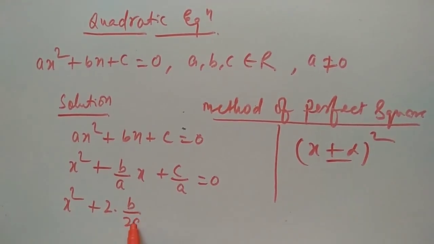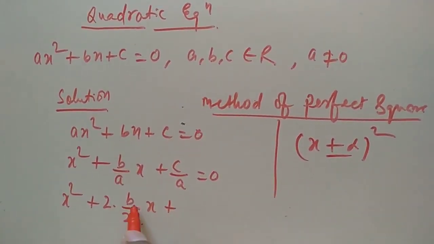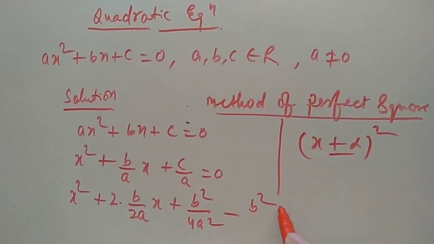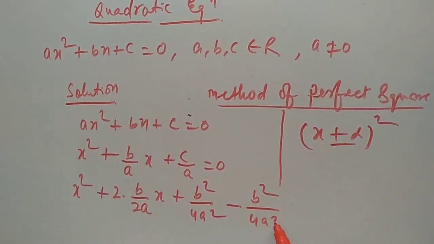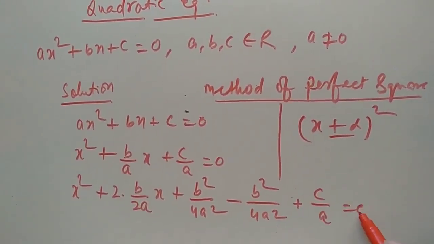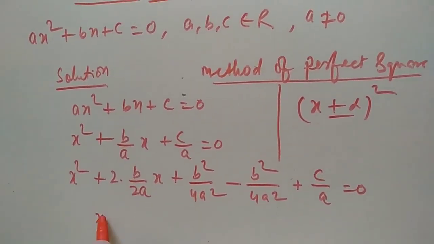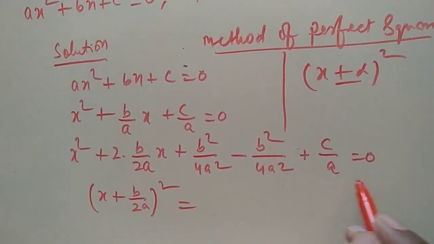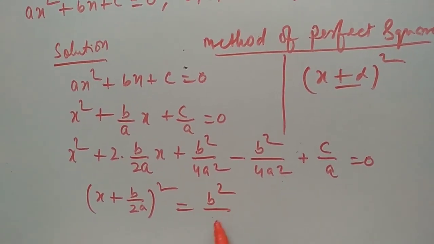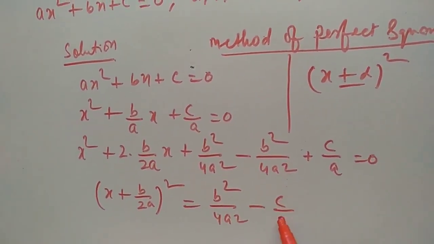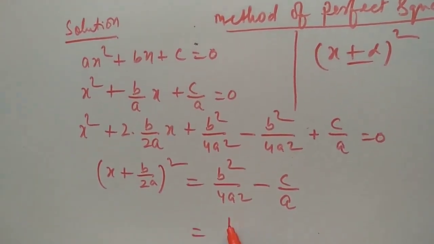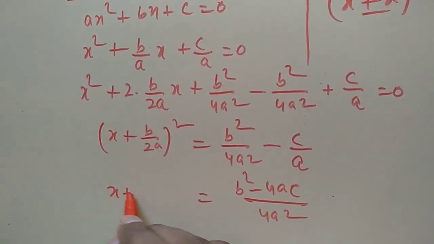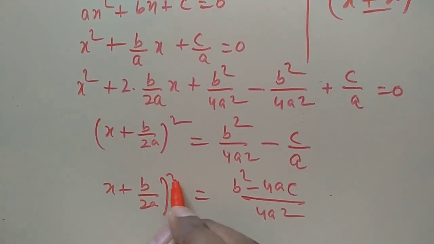So first I divide this equation by a so that the coefficient of x square becomes unity. Then I try to express it in 2ab form. So 2 dot b by 2a x, and then we need this square, so I add and subtract b by 2a whole square, that is b square by 4a square, so that the effect is nullified. There is no effect of this expression because I have added as well as subtracted. So the first three terms will take the form of x plus b by 2a whole square, and on the other side of the equal sign, we get b square over 4a square minus c upon a. If you take the LCM, this becomes b square minus 4ac upon 4a square.